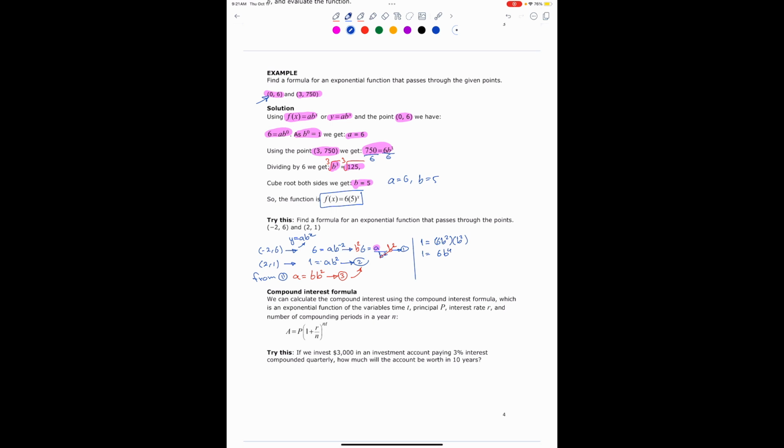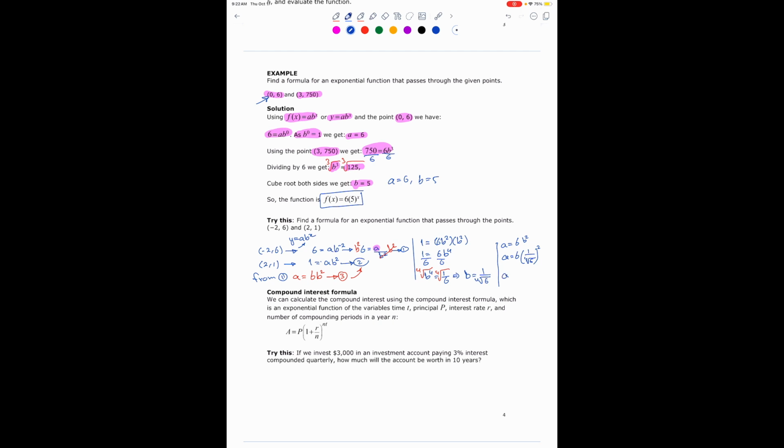I'm going to solve for b by dividing by 6 first. So I'll get b to the 4th power is equal to 1/6. If I take the 4th root of both sides, I will get b equals 1 over the 4th root of 6. So now I have b, and I'm going to solve for a. a is equal to 6 times b squared, which means a equals 6 times 1 over the 4th root of 6, all squared, which is the square root of 6.